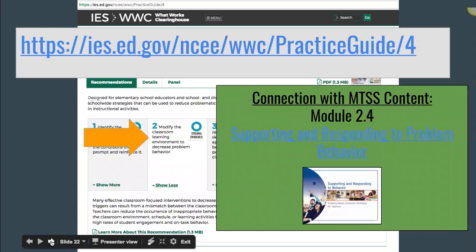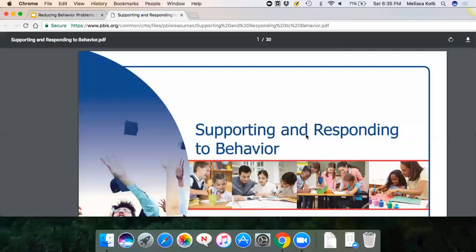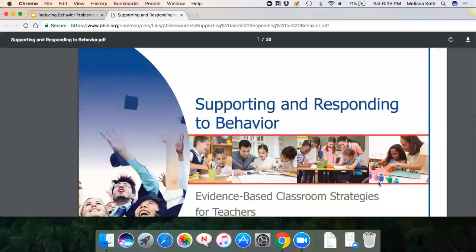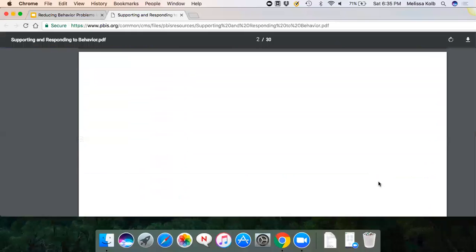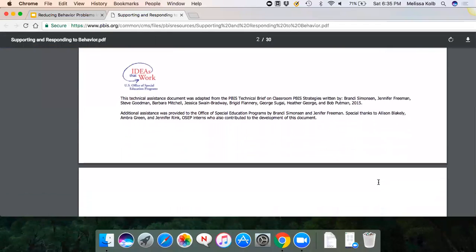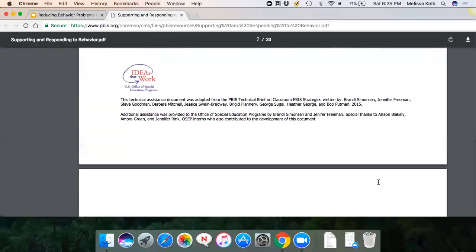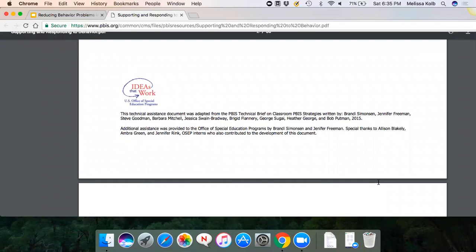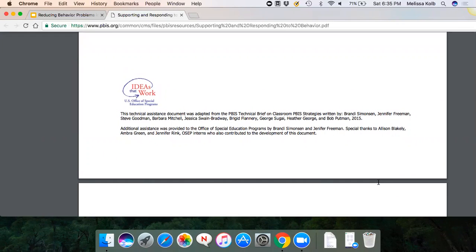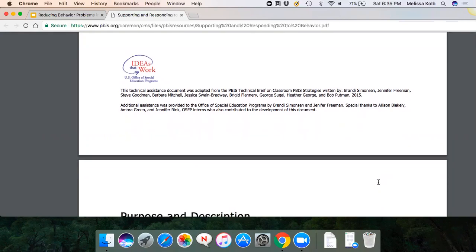So how will this connect with our MTSS content? Certainly you're going to be going deeper with this in Module 2.4, and we're really excited to share a resource for you that is called Supporting and Responding to Problem Behavior. This resource is a great tool in terms of thinking about classroom management. And this is from pbis.org, and from the Ideas That Work from the United States Office of Special Education Programs.